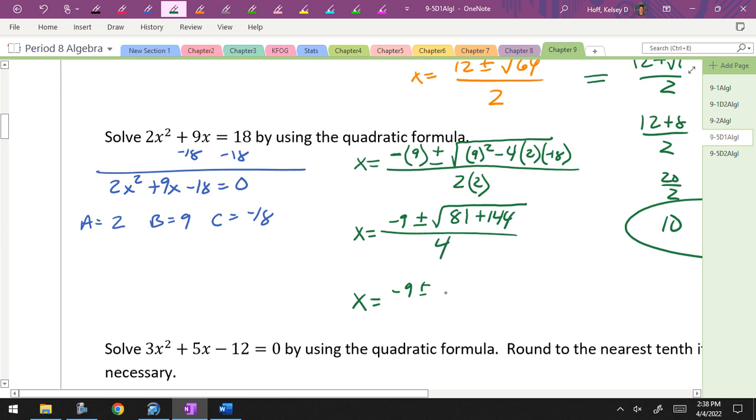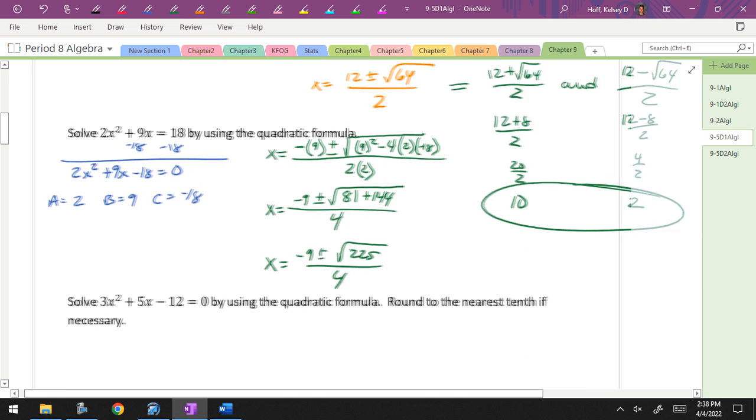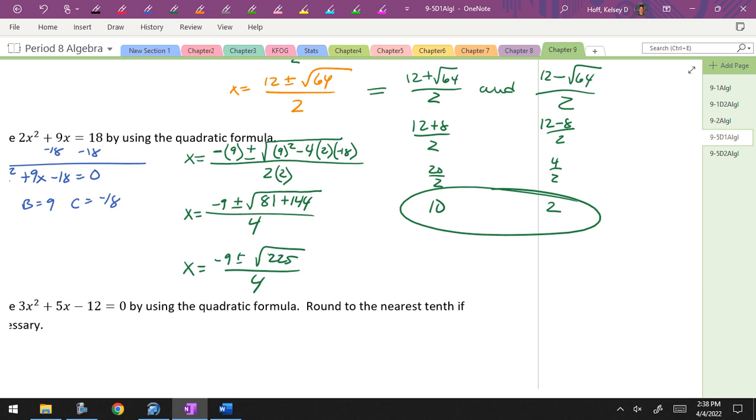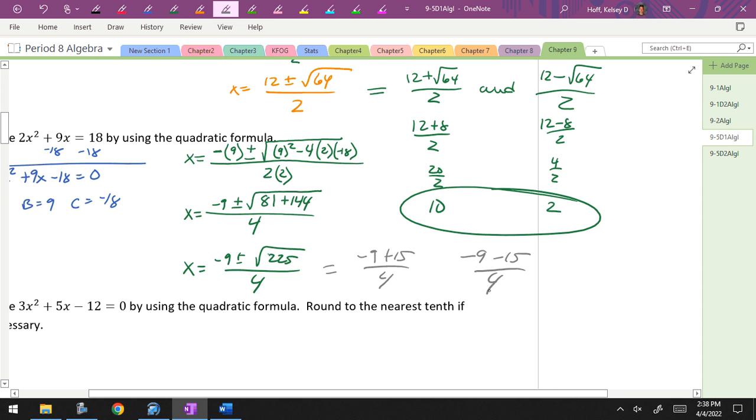Negative 9 plus or minus the square root of 81 plus 144, which is 225, divided by 4. What is the square root of 225? 15. So you have negative 9 plus 15 over 4 and negative 9 minus 15 over 4.